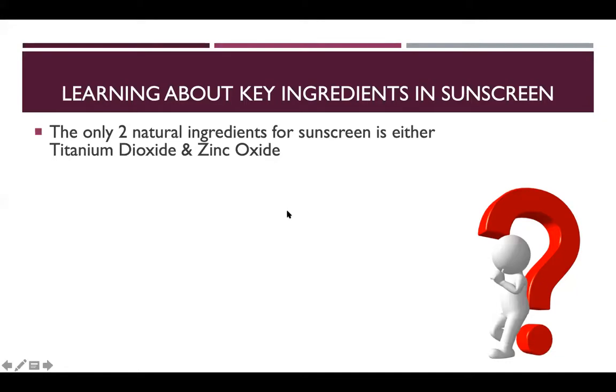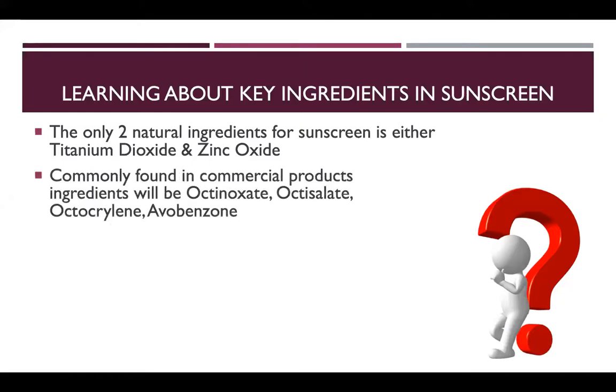Okay, so I'll continue. So if you can take a sunscreen nearby you and take a look at the labels behind, you will see that normally the ingredients listed are either titanium dioxide or zinc oxide. That will be natural ingredient. But you can also see four other common ingredients. It will be octinoxate, octisalate, octocrylene, and avobenzone.